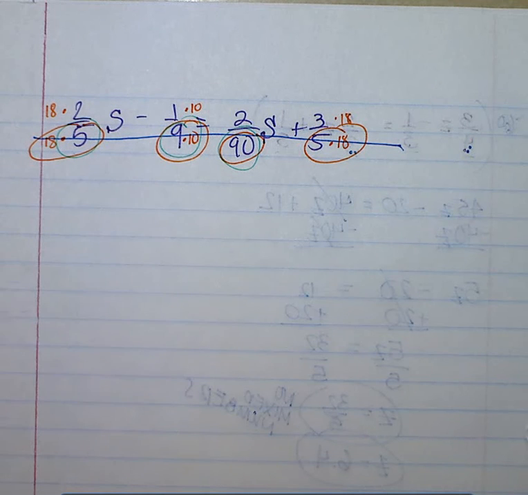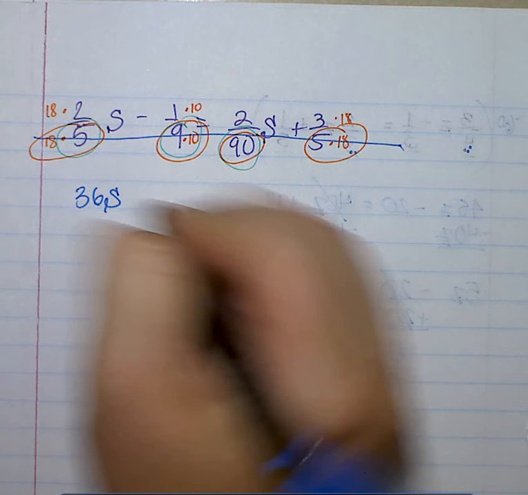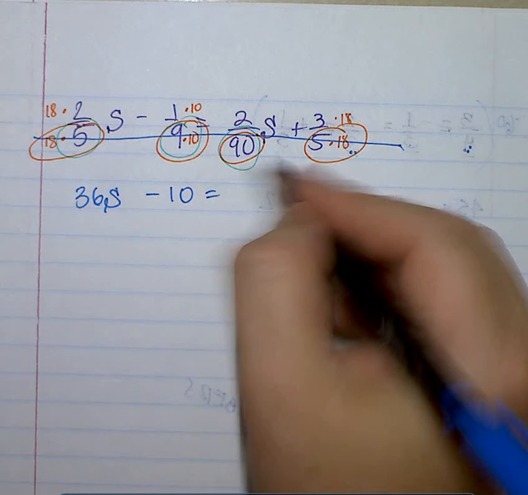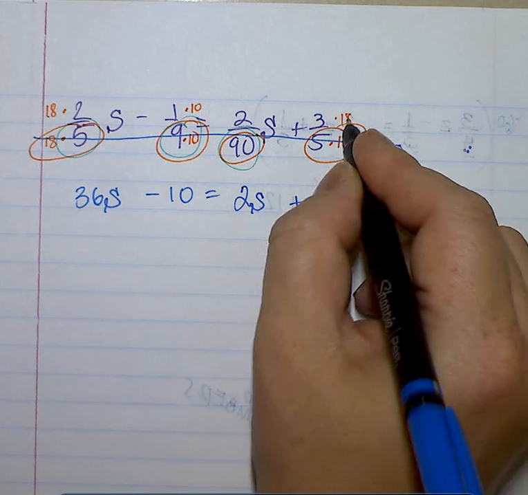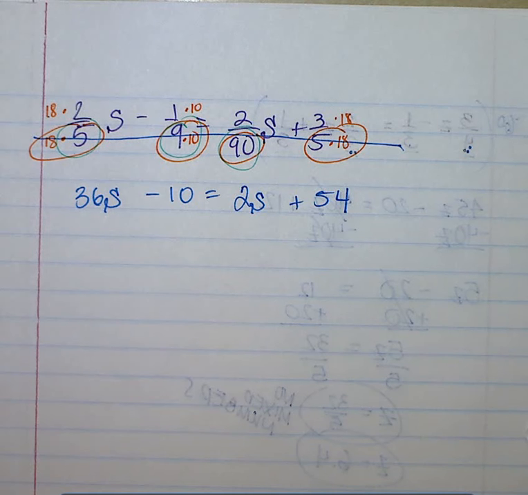18 times 2 is 36. Attach the s. 1 times 10 is 10. Bring down the subtraction sign. I have a 2s. And 18 times 3, can you check my math? I believe it's 54. Okay, on your own, I'm going to silently solve this. I'd like you to do the same.